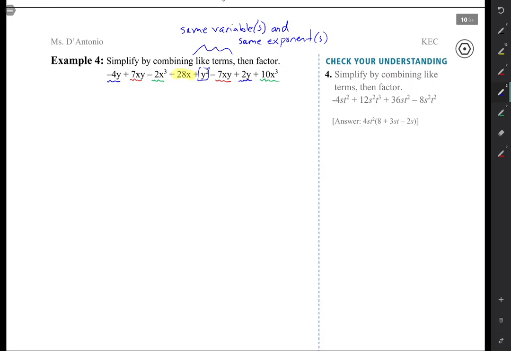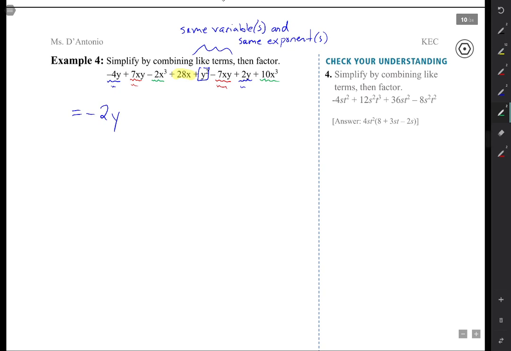So now let's combine these like terms. I'm going to put a little equal sign here, and let's start off with the y's. We have a negative 4y over here, and we have plus 2y over there. Well, minus 4y plus 2y is minus 2y. Now let's move on to the xy's. We have positive 7xy over here, and we have negative 7xy over there. Well, plus 7 minus 7 gives us 0. We have 0xy, so we don't even have to write that one down.